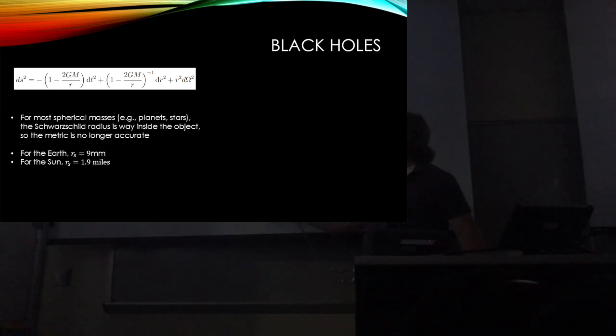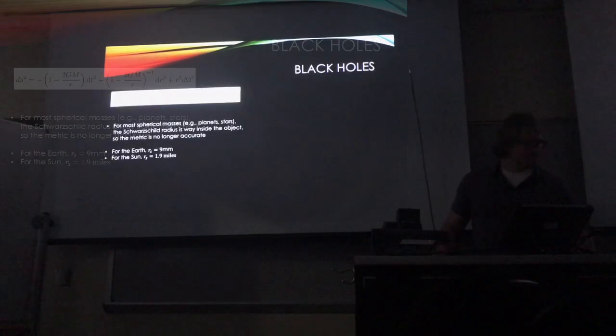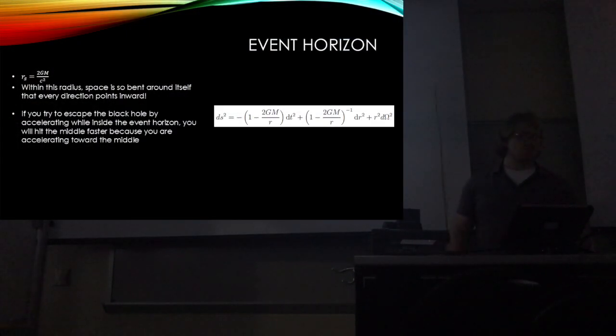So, of course, in that case, if it was 20 times the mass, it would have to be 38 miles. That would be the Schwarzschild radius, because it would be 20 times larger than this. A little bit more about the event horizon.